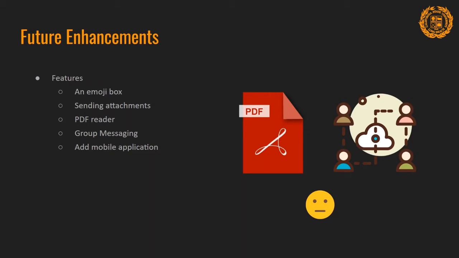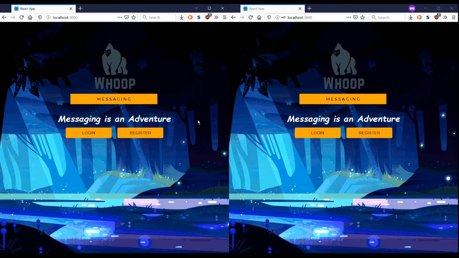So here are some future enhancements that we would like to implement in the future. So basically, these are just features that we have. So some of them being emoji box or sending attachments or having a PDF reader or group messaging and adding a mobile application.